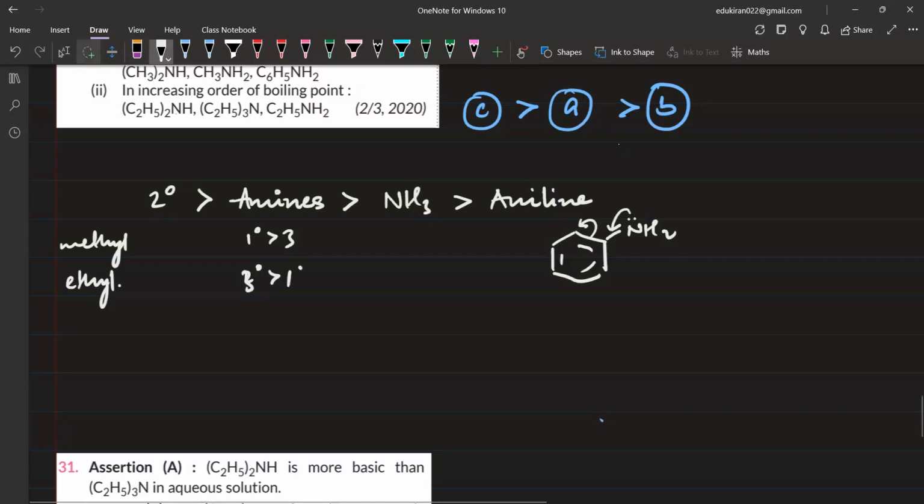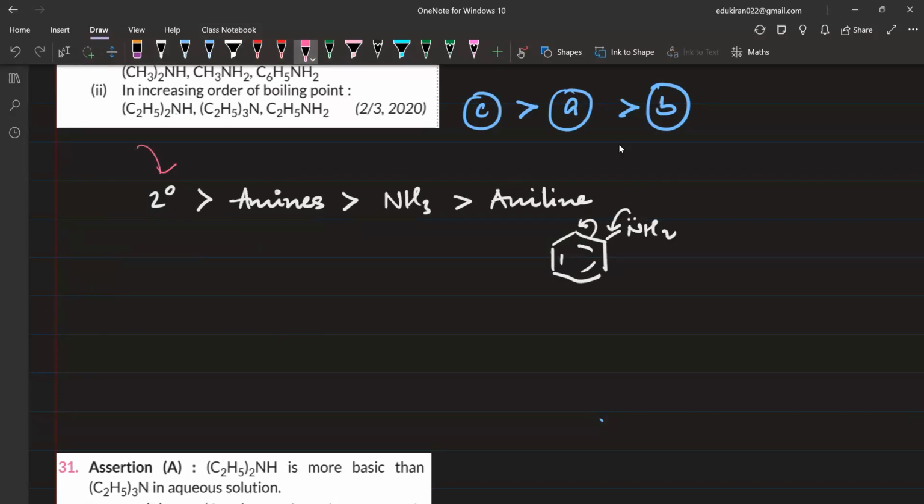ठीक है, but अभी आप उतना ज्यादा याद मत कीजिए, एग्जाम के एक दिन पहले बस रिवाइज कर लीजिए. राइट नाउ व्हाट यू शुड रिमेंबर इज 2 डिग्री अमीन का सबसे ज्यादा है, उसके बाद फिर 1 डिग्री और 3 डिग्री आएंगे. जनरली या तो 1 डिग्री देंगे या तो 3 डिग्री देंगे ना, दोनों बहुत कम देते हैं. उसके बाद अमोनिया आएगा, एंड द लीस्ट बेसिक इज एनिलीन. एनिलीन इज वेरी लेस बेसिक.